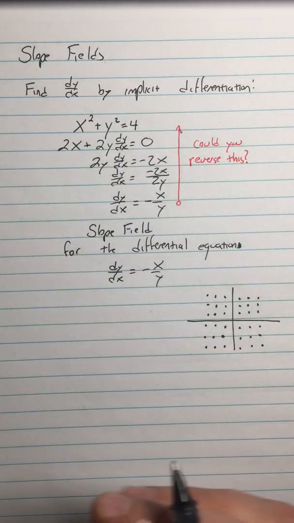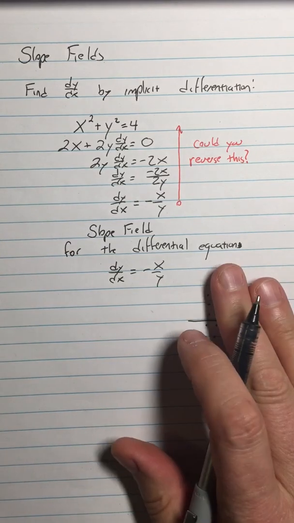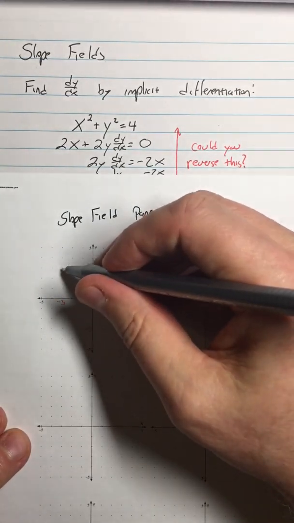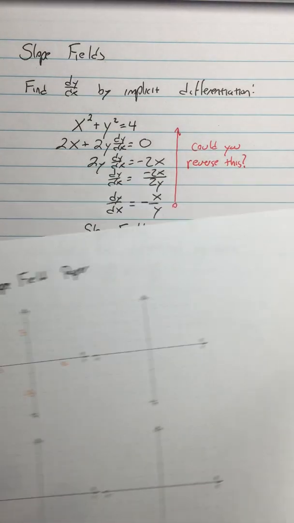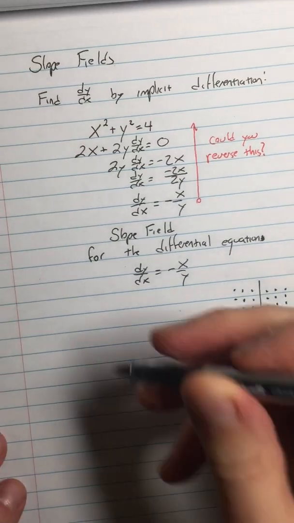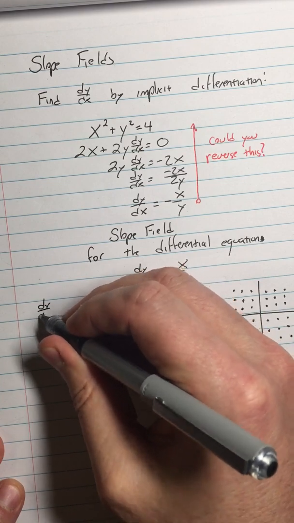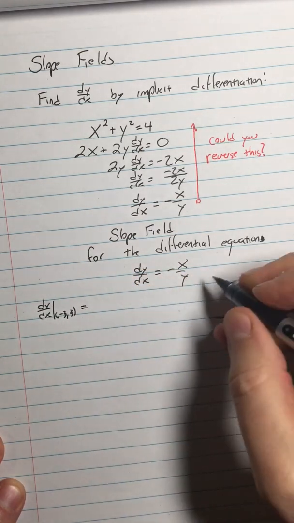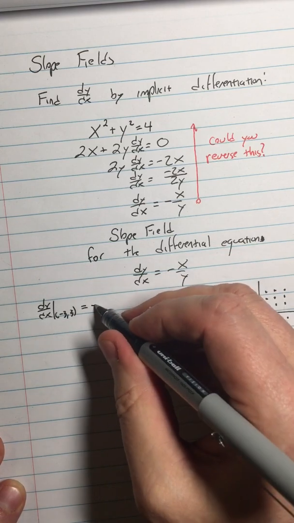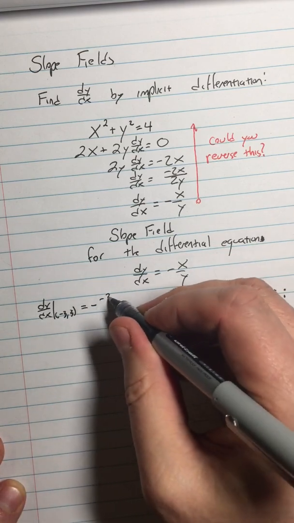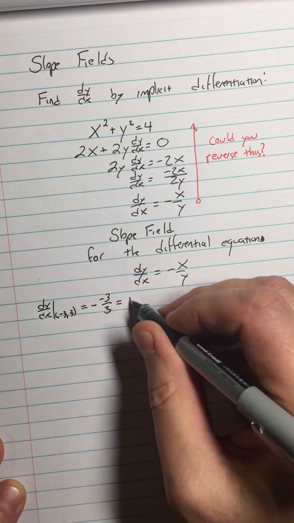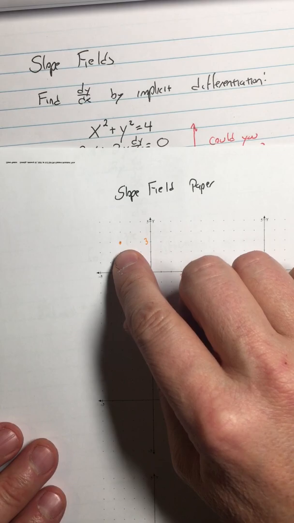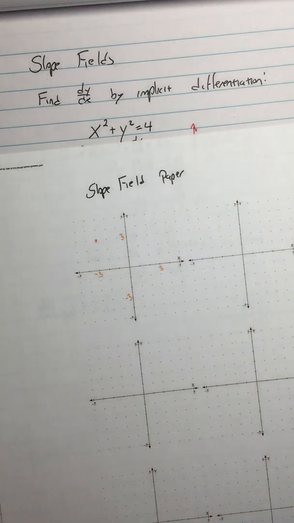Okay, so what do we do with this slope field paper? Well, I'm glad you asked. I will tell you. So you go to a point on the graph. So let's start with negative 3, 3. All right, there's negative 3, 3. What we're going to do is take this dy/dx and evaluate that at the point negative 3, 3. So what's it going to be? It's going to be negative x, which is negative 3, over the y, which is 3, so it's going to be 1.